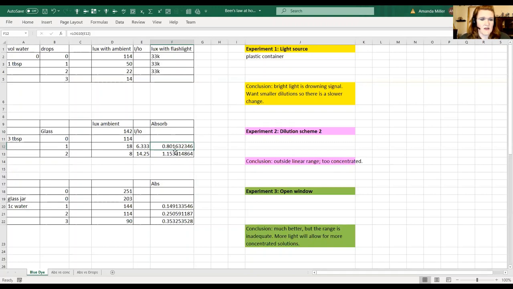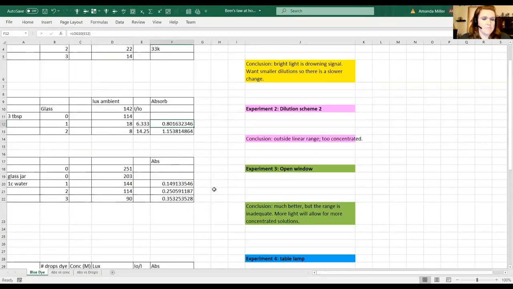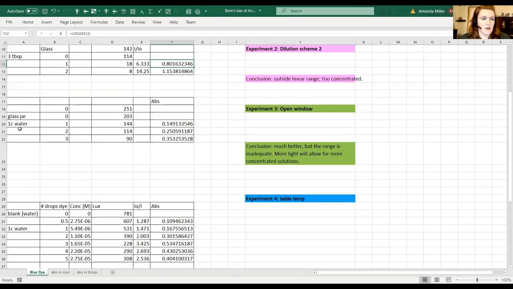So I did that and I saw that it was pretty high to begin with, and then it got above 1, so I needed to dilute it even more. So my next option was 1 cup of water with 1, 2, and 3 drops. And I measured it and it looked pretty good, but it started to not be as linear right around here, because we got below about 100 lux.